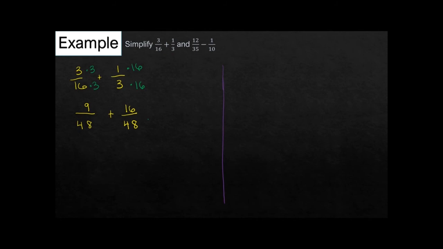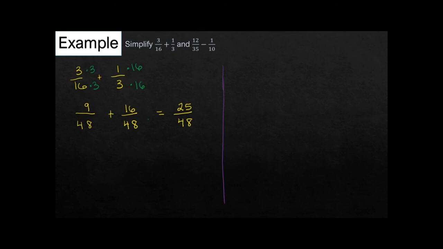Sometimes at this point, I'll go to the right to add, because it just seems to be natural. And when you add, you just add the tops, 9 plus 16. So we get 25 over 48. And then you want to try to reduce if possible.